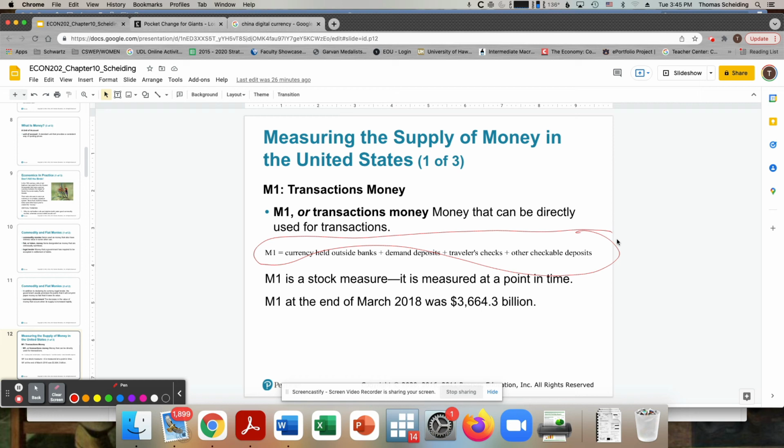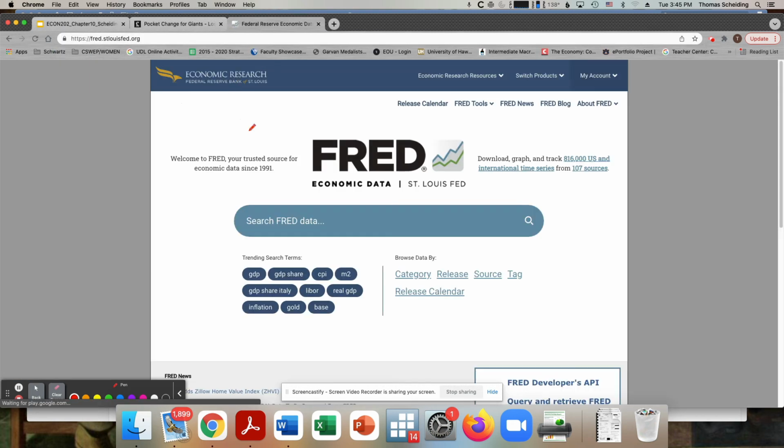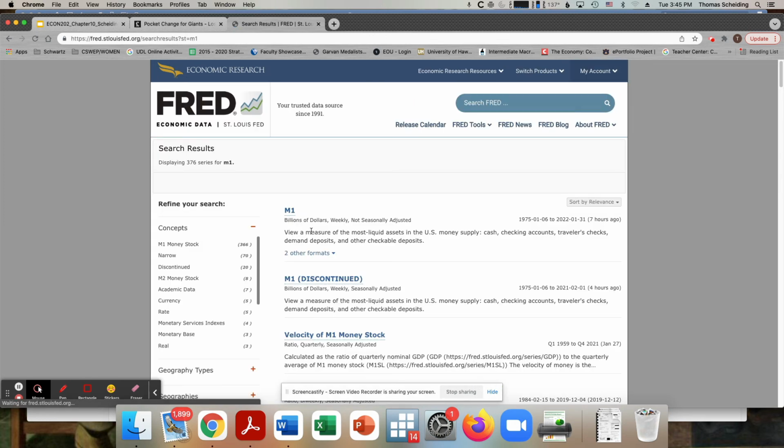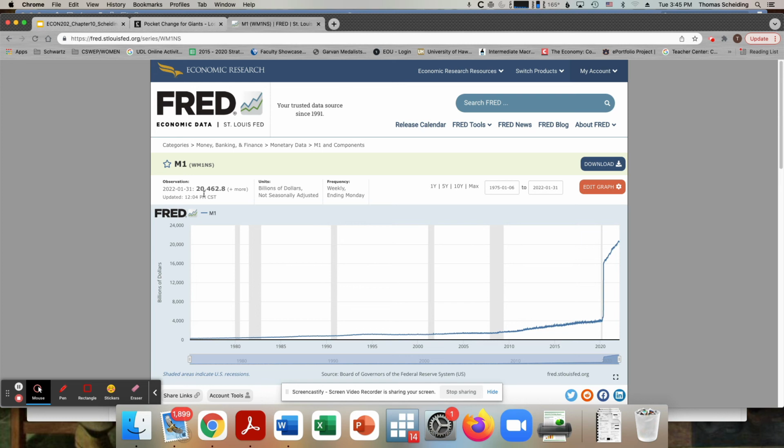Debit cards themselves are just a way of accessing your demand deposits, which is a checkable deposit. Again, old data. We don't need that. Let's look it up. And look at that. You can see other people are using it for this purpose. Let's look at what the size of M1 is. 20 trillion. And just look at that right there.